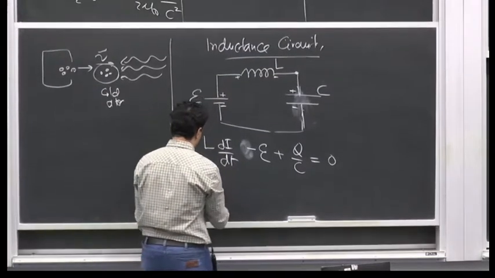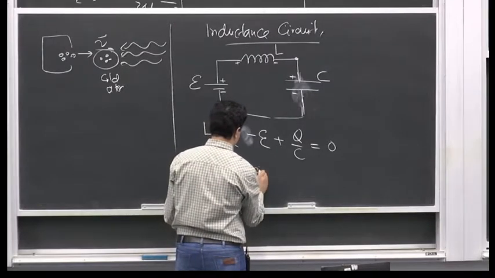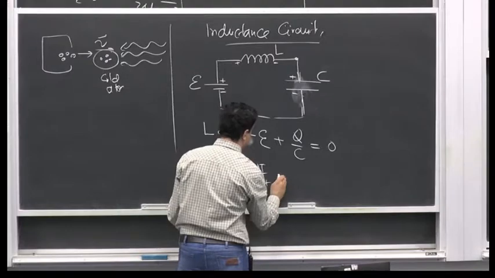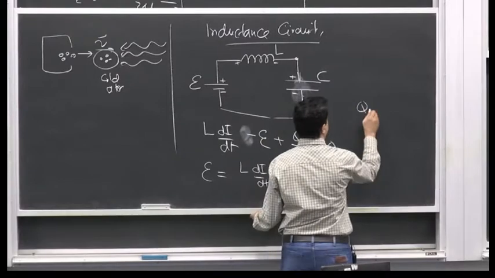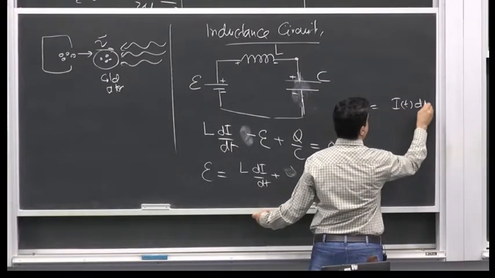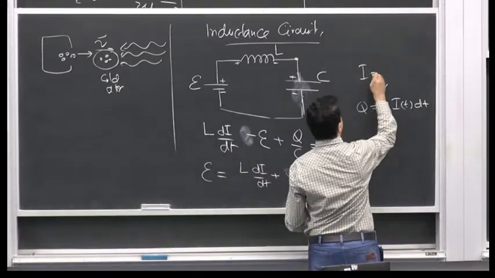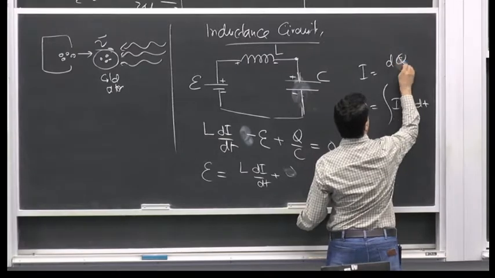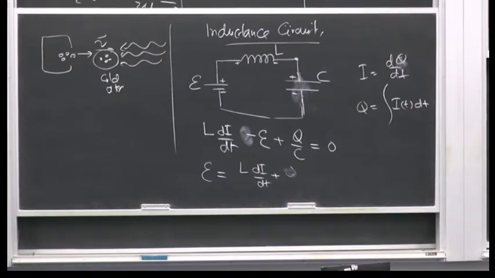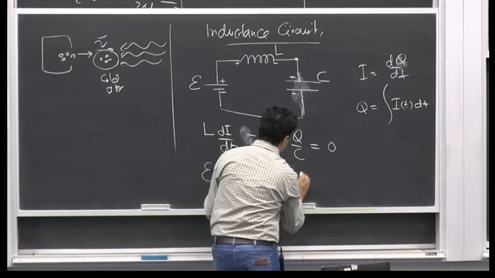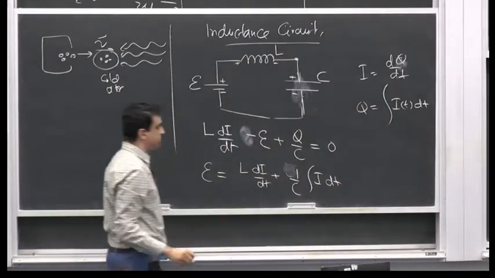Let me rewrite it. So E is equal to L dI by dt plus Q by C. So Q I can write as the integral of I(t) dt, because I equals dQ by dt, so Q should be the integral of I with respect to time. So that would be 1 over C integral of I dt. This equation I have.